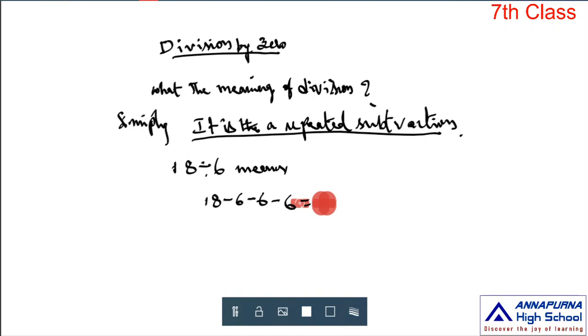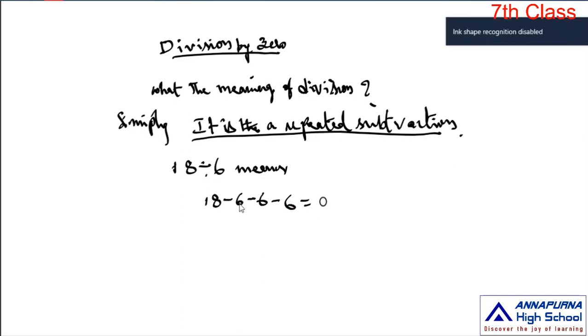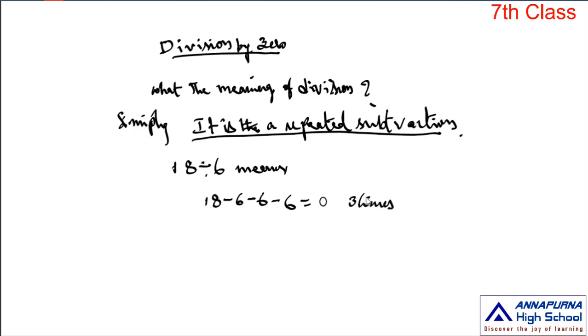That means here we subtracted 6 from 18 how many times? 1, 2, 3. 3 times we subtracted. Therefore 18 divided by 6 is equal to 3. That means as 6 is subtracted 3 times from 18, we get 0. Therefore 18 divided by 6 is equal to 3. Like that we can find the quotient of a division.